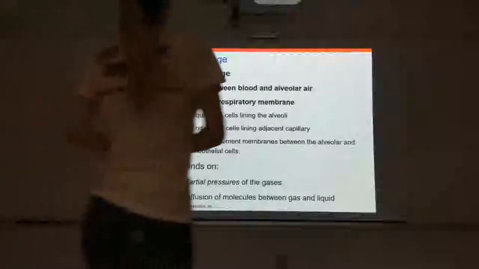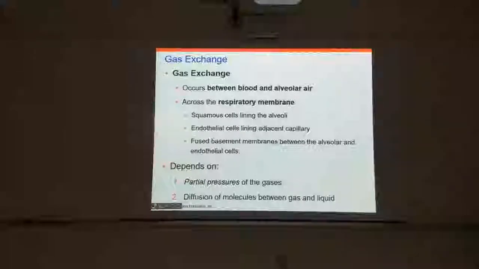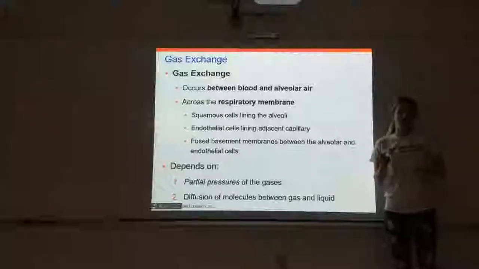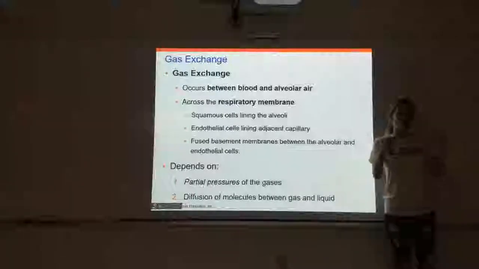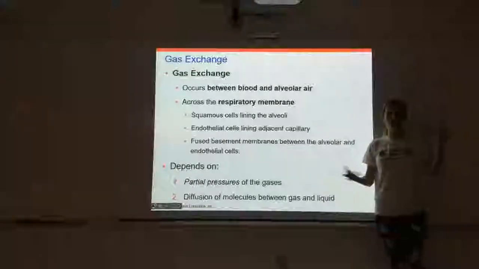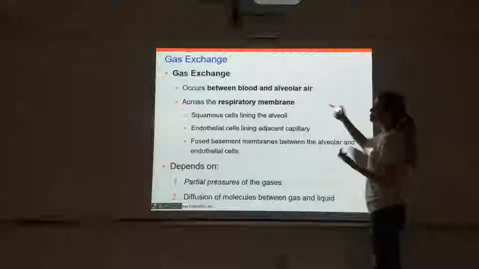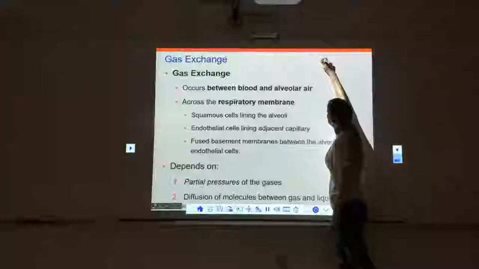So that was pulmonary ventilation, right? Just bringing the air into the lungs and pushing the air out of the lungs. Once we bring the air into the lungs, we have to allow gas exchange to occur. Again, this is the actual trading or exchange of oxygen and CO2 between the air and the blood. Okay, so the air in the alveoli and the blood in the alveolar capillaries.